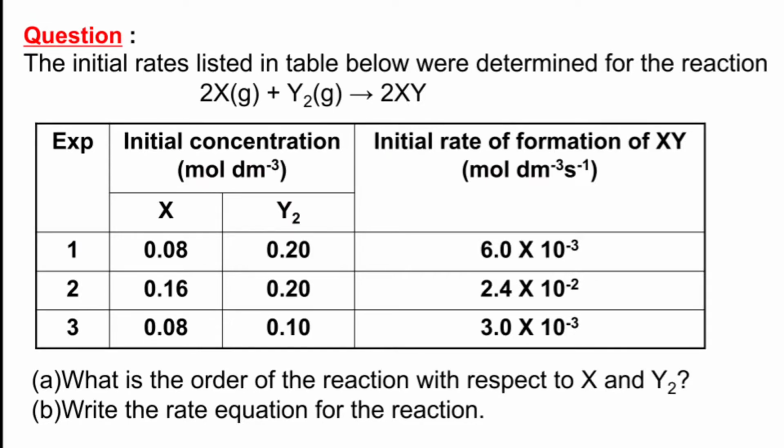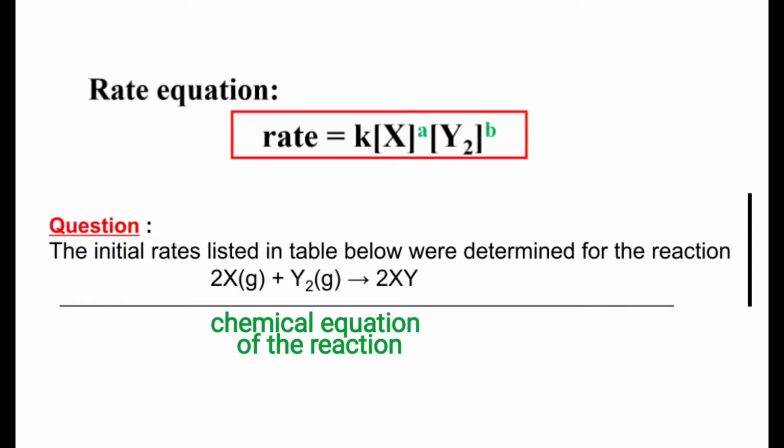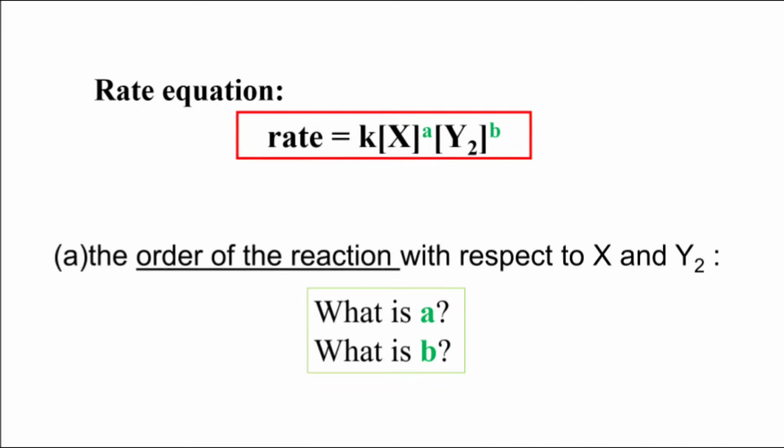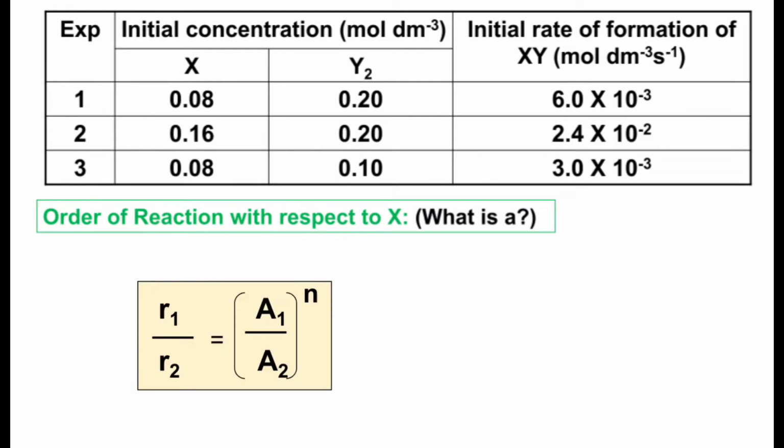Now, let's look at the question. We are given a table of data that relates initial concentrations of reactants with initial rates of reaction. Then, we are asked to determine the order of reaction with respect to X and Y2. At first, write the general form of the rate equation from the chemical equation given by the question, where k is the rate constant, while a and b are the orders of the reaction. To determine the order of reaction with respect to X, which is a, we need to use this equation.